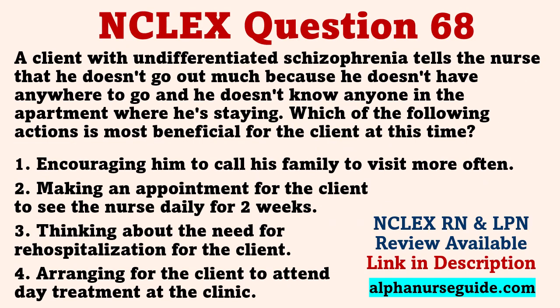A client with undifferentiated schizophrenia tells the nurse that he doesn't go out much because he doesn't have anywhere to go and he doesn't know anyone in the apartment where he's staying. Which of the following actions is most beneficial for the client at this time? 1. Encouraging him to call his family to visit more often. 2. Making an appointment for the client to see the nurse daily for 2 weeks. 3. Thinking about the need for rehospitalization for the client. 4. Arranging for the client to attend day treatment at the clinic.